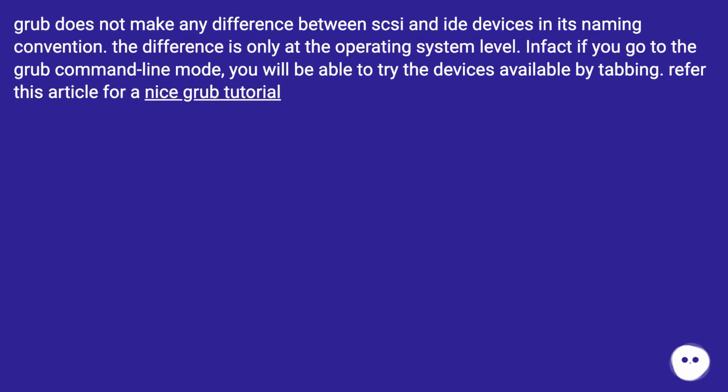Grub does not make any difference between SCSI and IDE devices in its naming convention. The difference is only at the operating system level. In fact, if you go to the grub command line mode, you will be able to try the devices available by tabbing. Refer to this article for a nice grub tutorial.